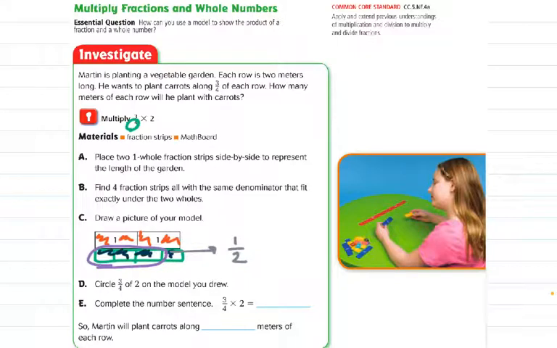Now it says complete the number sentence. 3/4 times 2 would be 1 half, 2 halves, 3 halves. So our answer here is 3 halves. We know 3 halves is an improper fraction, and we need to write it as a mixed number. There is exactly 1 set of 2 inside of 3. If we look, boys and girls, we see these 2 fit inside of 1 whole, and then we have 1 left over. We know this 1 left over represents a half. So Martin will plant 1 and a half meters in each row.